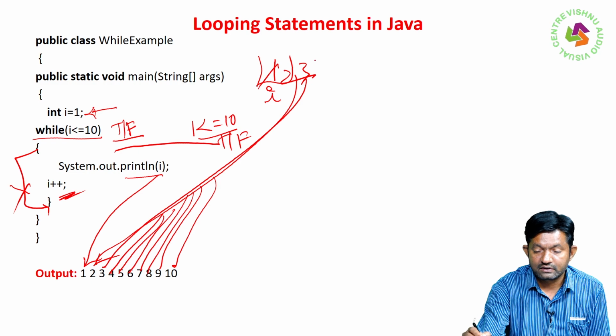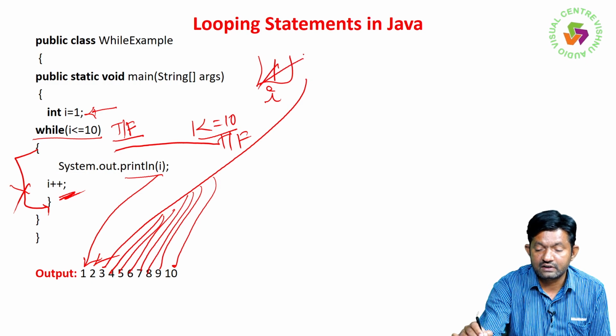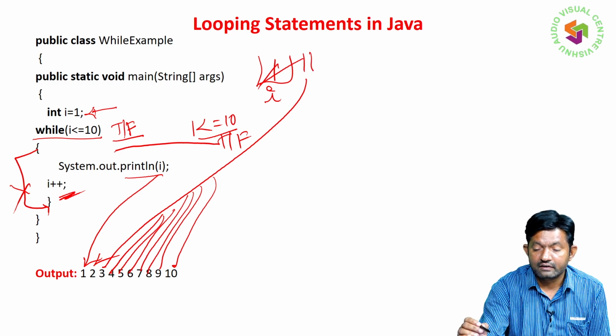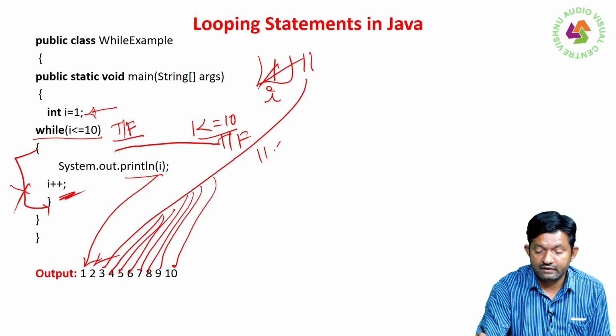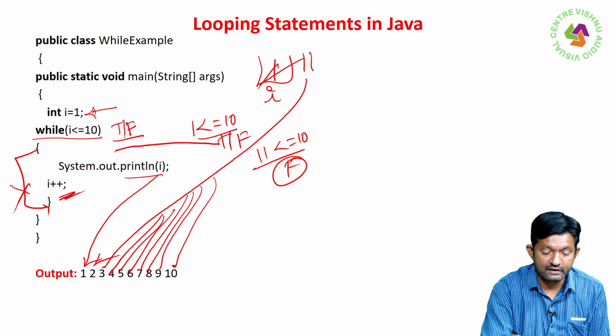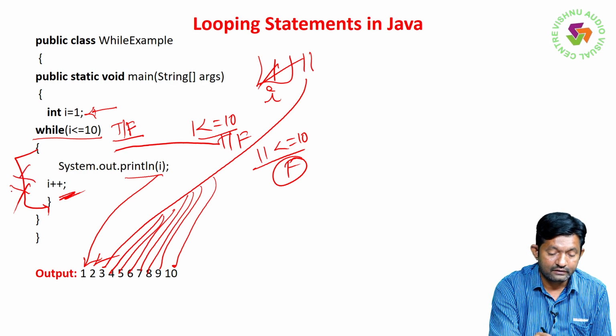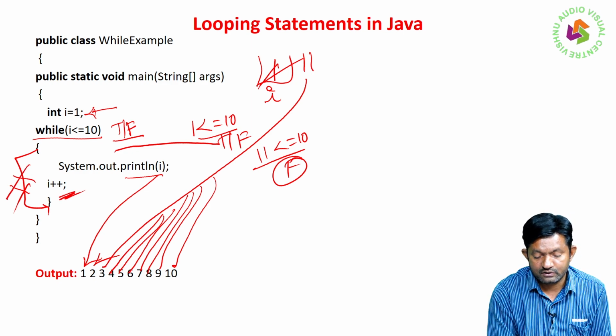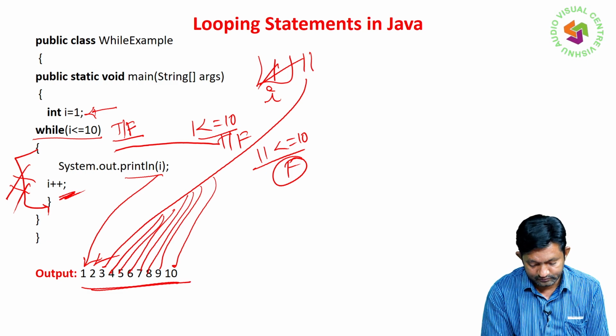After i plus plus the variable value is 11. 11 less than or equal to 10, the condition failed. When the condition fails, the while loop will not execute, and it will print only up to 10.